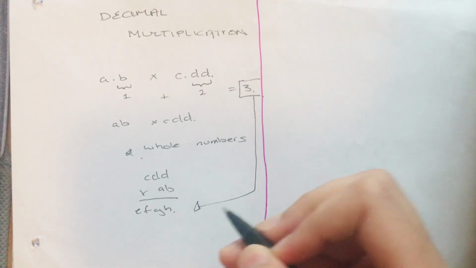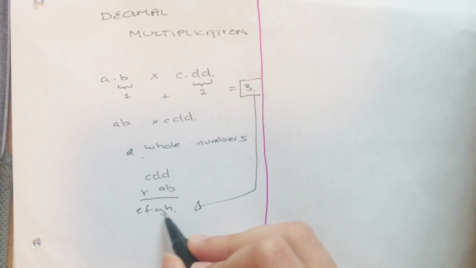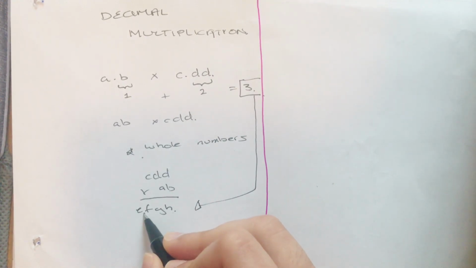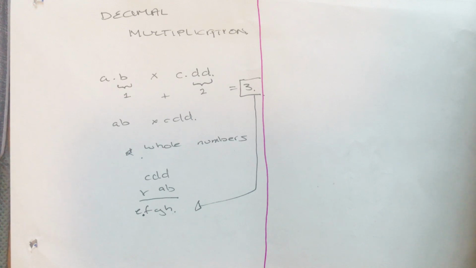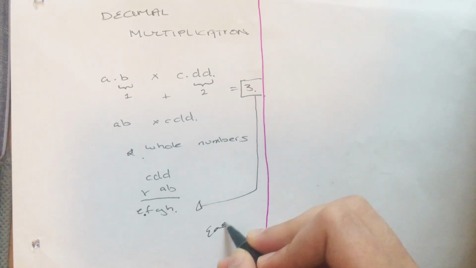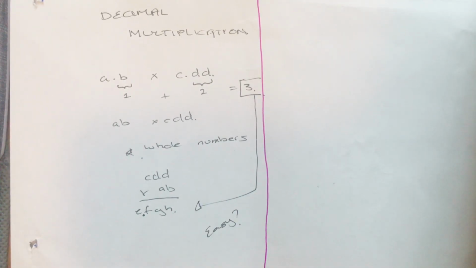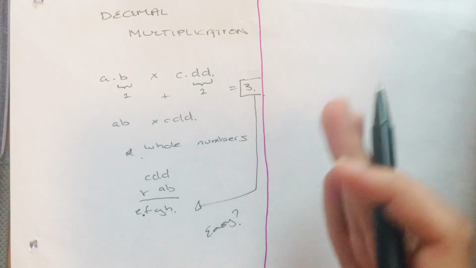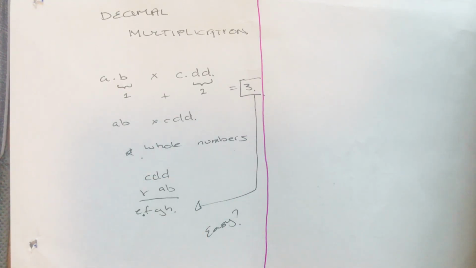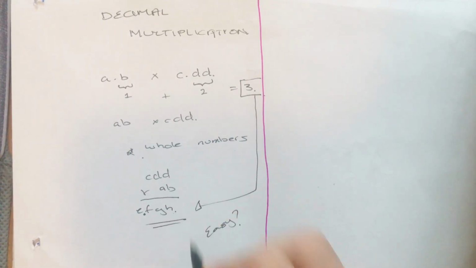Then you start counting from your right. So 1, 2, 3, and then you put the decimal point. Easy, right? We can do it. So first you count the decimal points, you write it on the side, you multiply like whole numbers. When you get your answer, you start counting from the right, the number that you had put on the side, and then put the decimal point. And that will be your answer.